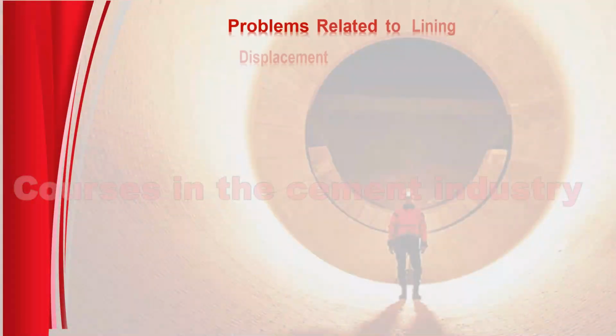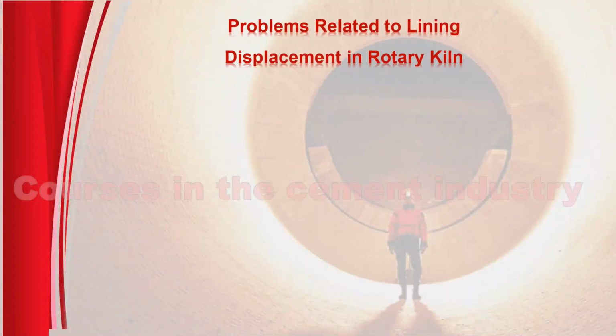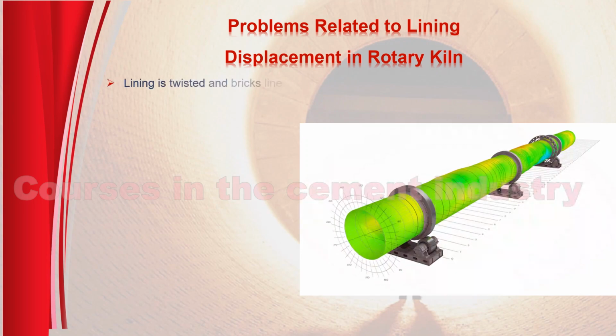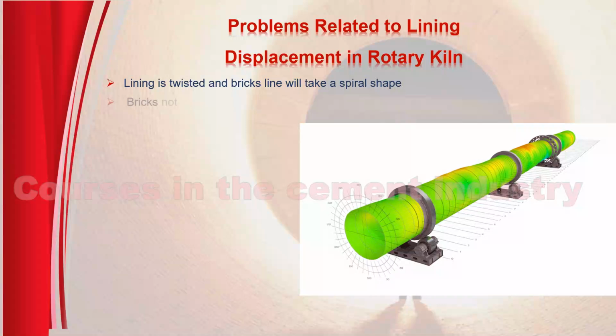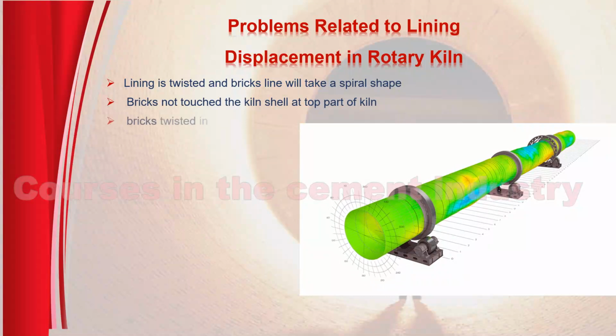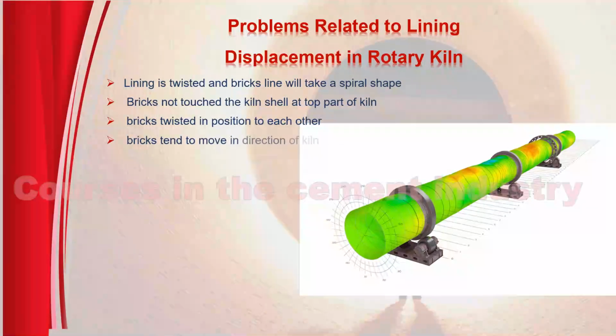Problems related to lining displacement in the kiln. The most important forms are: 1. Lining is twisted and the brick line will take a spiral shape. 2. Bricks do not touch the kiln shell at the top part of the kiln. 3. Bricks are twisted in position to each other. 4. Bricks tend to move in the direction of the kiln shell.